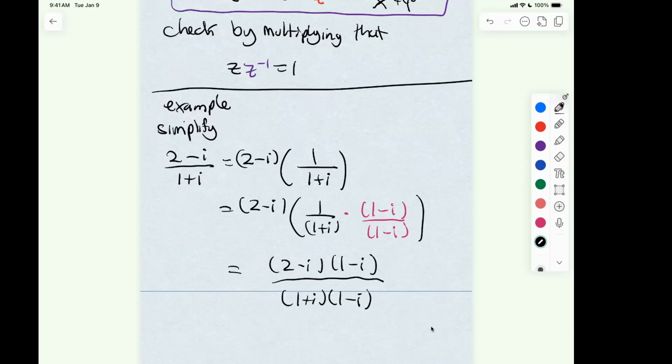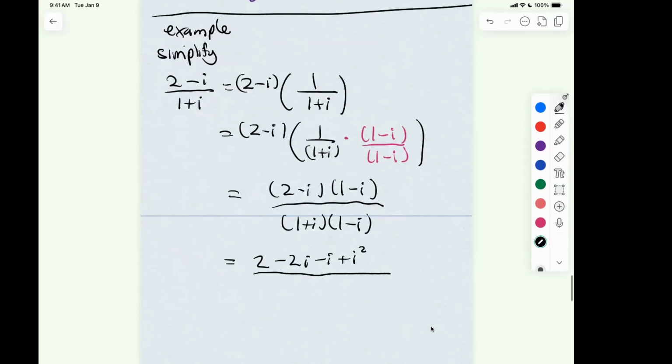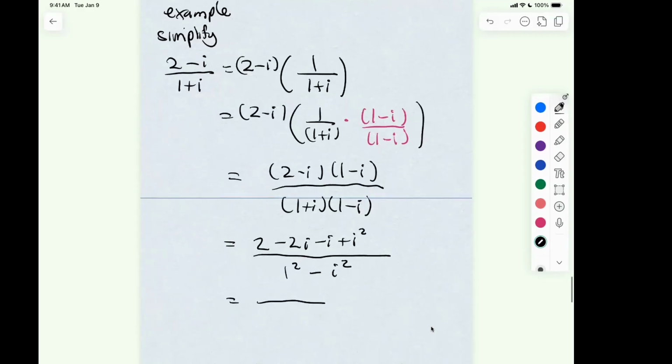The bottom will always give you a real number. That's the point. A regular number. So then you would get, this is 2 minus 2i minus i plus i squared. And then this would give you 1 squared minus i squared if you write it as a difference of squares, minus i squared. And so that gives you what?